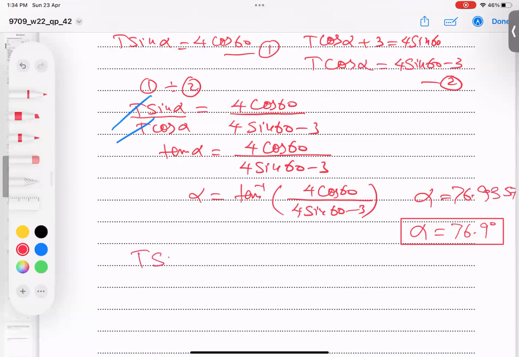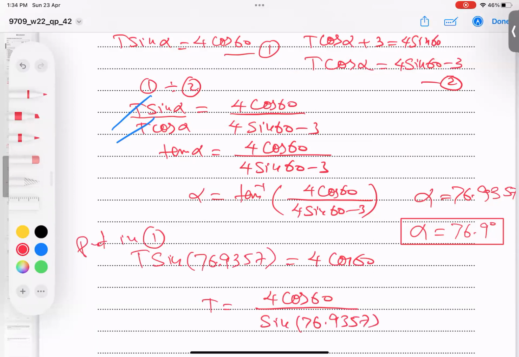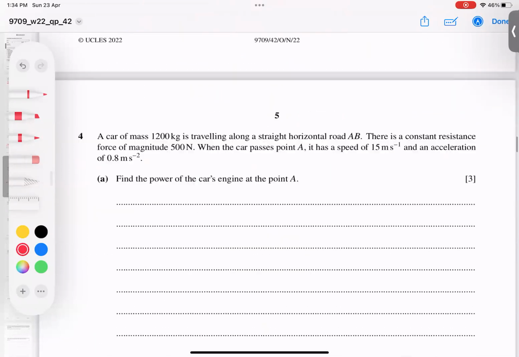So T sine 76.9357 equals 4 cos 60. So I'm putting in 1, and this whole thing will divide. So T is equal to 4 cos 60 divided by sine of 76.9357. I type it in the calculator and the tension is becoming 2.05 newtons. I hope the point is very clear.